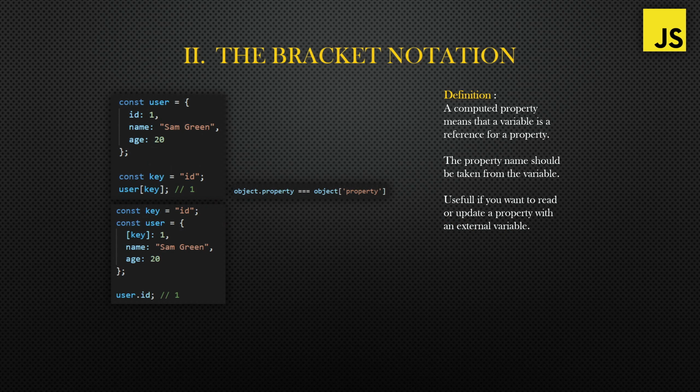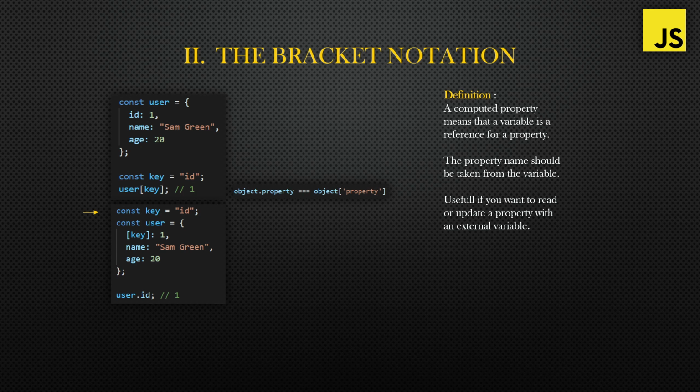And finally, we have a special property called computed property. It means that a variable is a reference for a property. In the first example, we have the variable key, which is a reference of the property id in the object. So it means that we will read the data with user between brackets between quotes id. And since object.property is equal to object between brackets between quotes property, this is exactly the same as doing user.id.